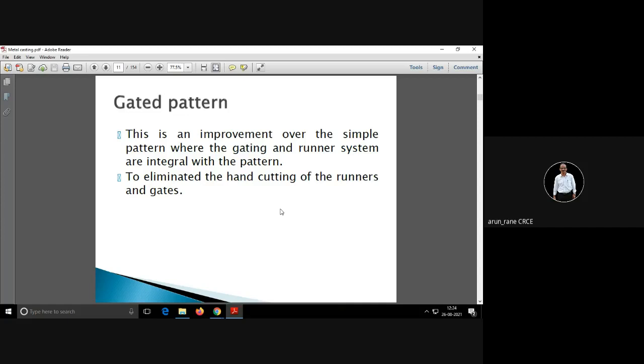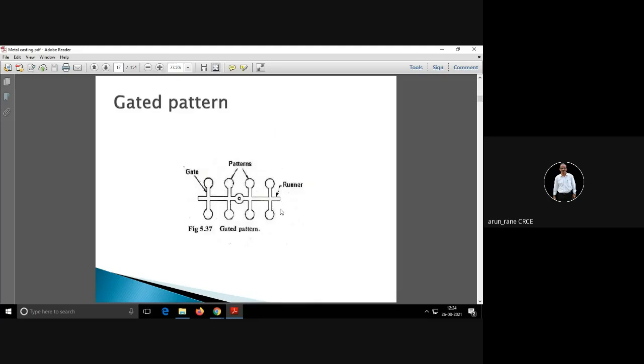Feeding system: feed means that which gives food. Similarly, the mold's food is molten metal. The molten metal has to reach the cavity, and that is called your feeding system. Like here, this is your gated pattern.